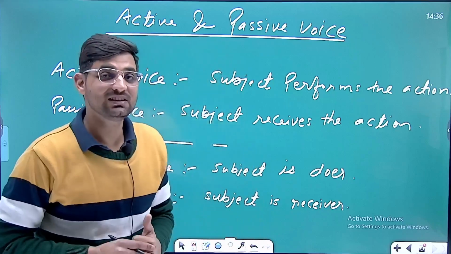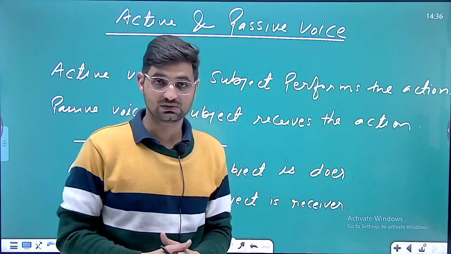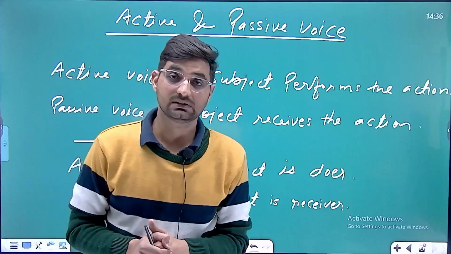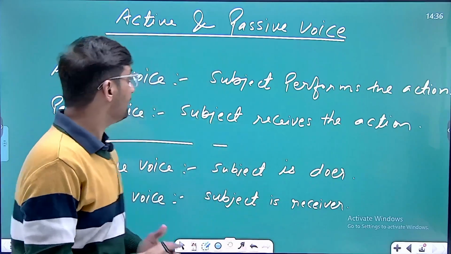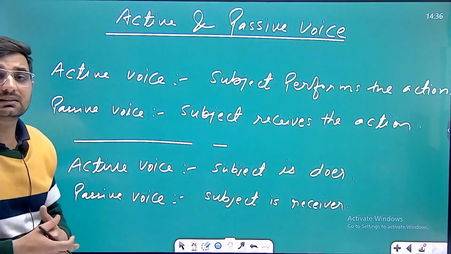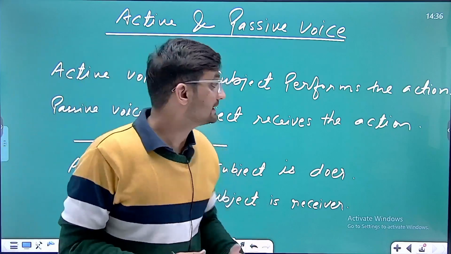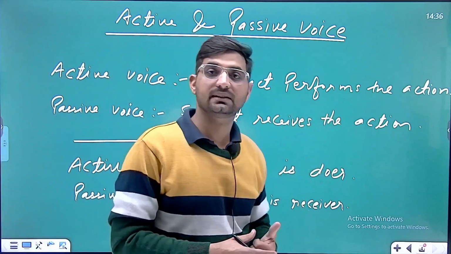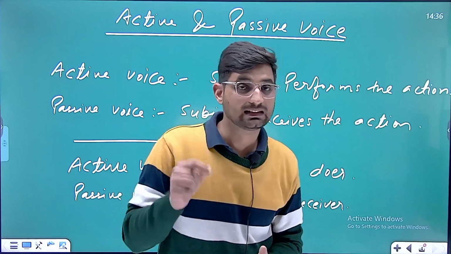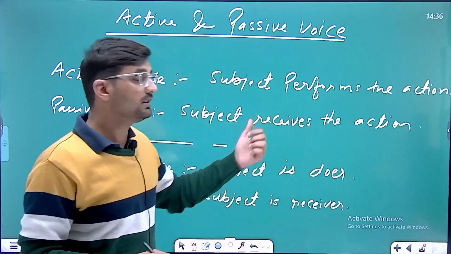In today's session, we'll cover passive voice, active and passive voice. Okay. So, what do you mean by active and passive voice? It's very simple. If a sentence is in active voice, we can identify it by looking at the subject. If the subject performs the action, it means it is active voice. Okay. In active voice, subject performs the action.